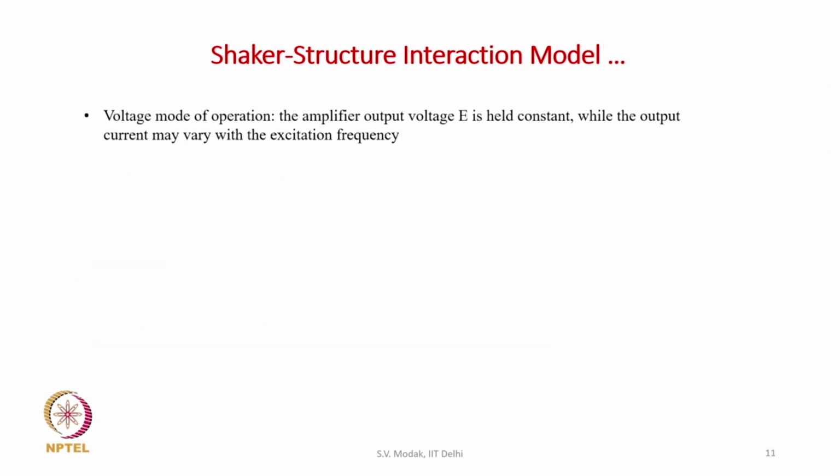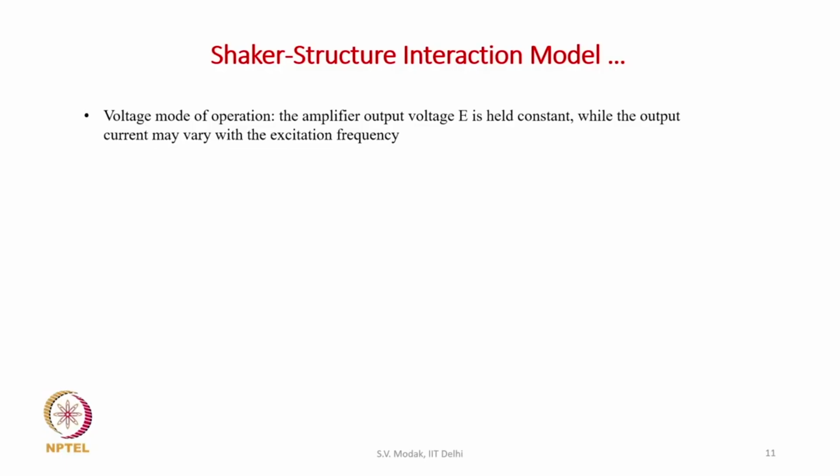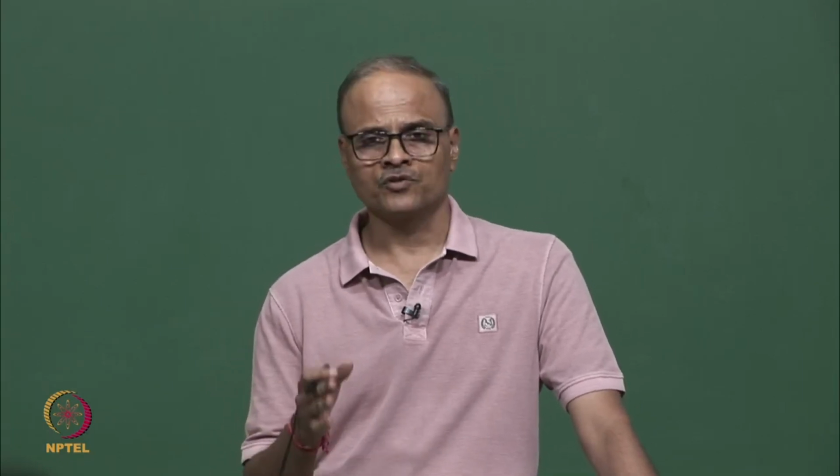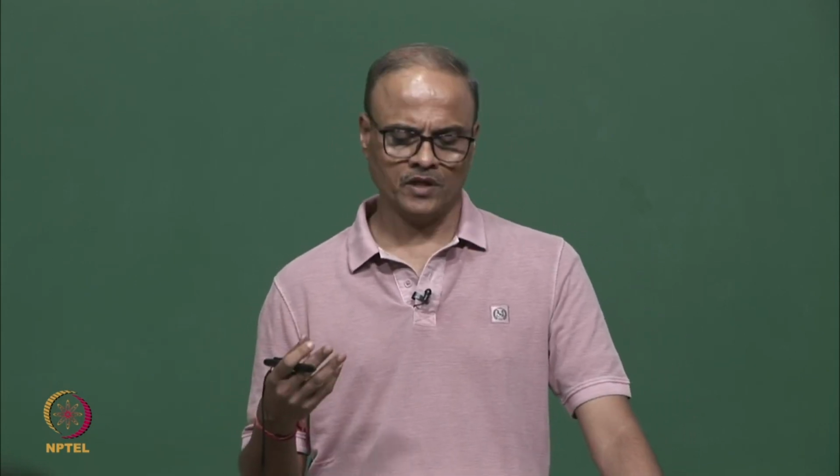The power amplifier can be operated in voltage mode or current mode. The voltage mode of operation means that the output voltage E of the power amplifier is held constant, while the output current of the amplifier may vary as the excitation frequency varies. In the current mode of operation, the control system of the power amplifier ensures that the output current delivered by the power amplifier is constant, while the output voltage of the amplifier is adjusted depending upon the change in the frequency of the motion.